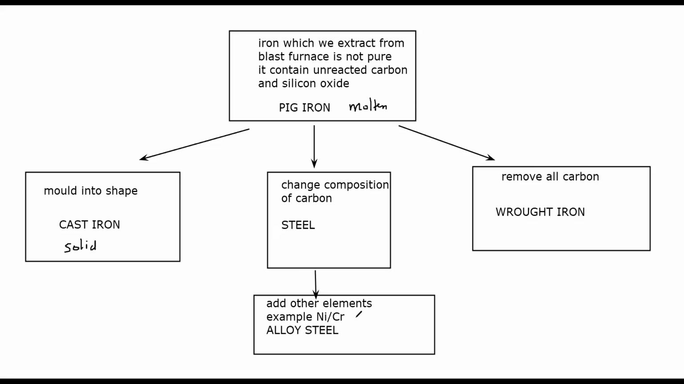Alloys are the mixture of metals, but the only alloy which is a mixture of metal and non-metal is steel, because steel contains iron and carbon. Mixture of metal is called alloy. Is it clear, this table? Any doubt in this part?